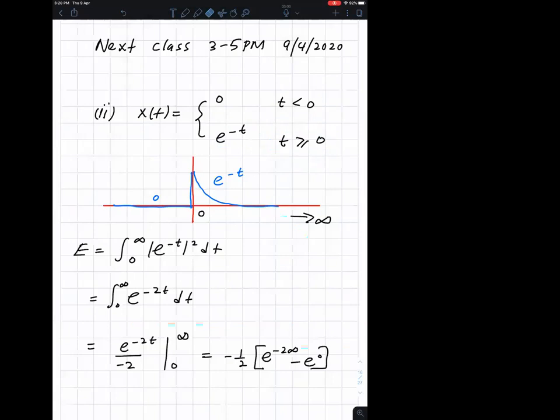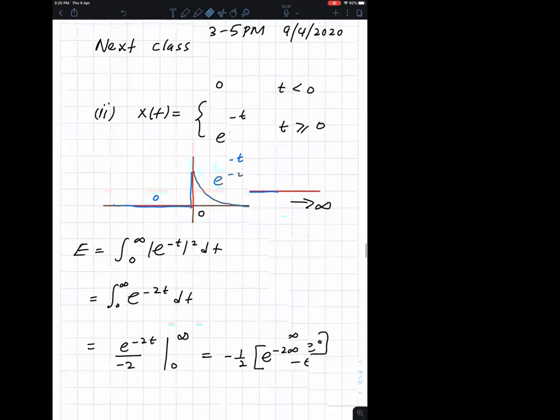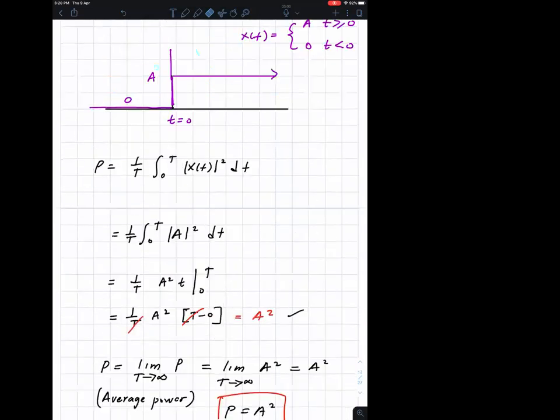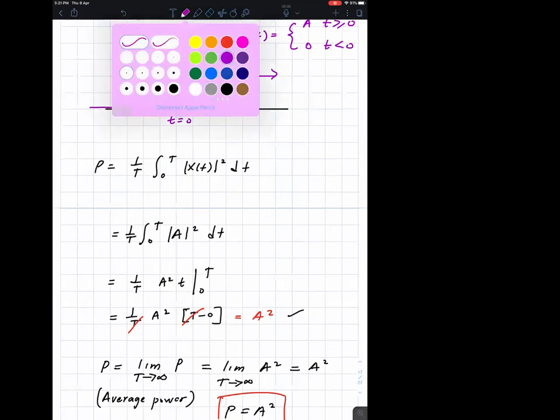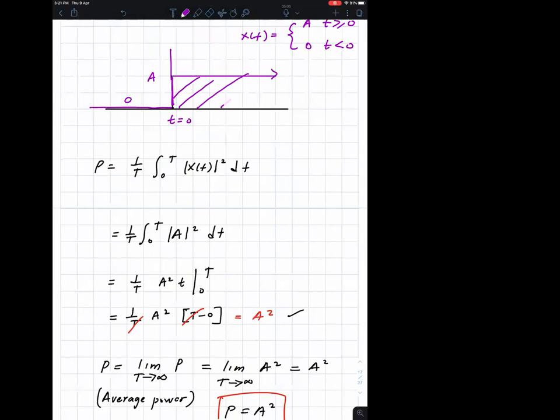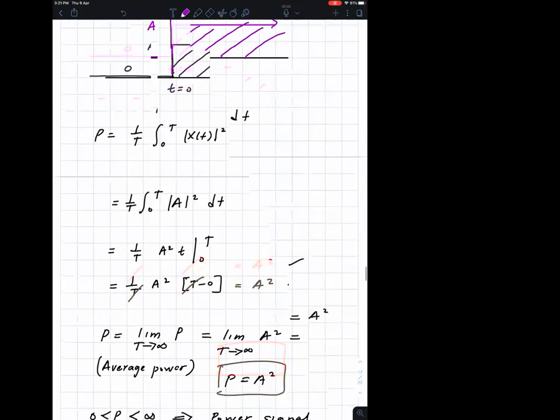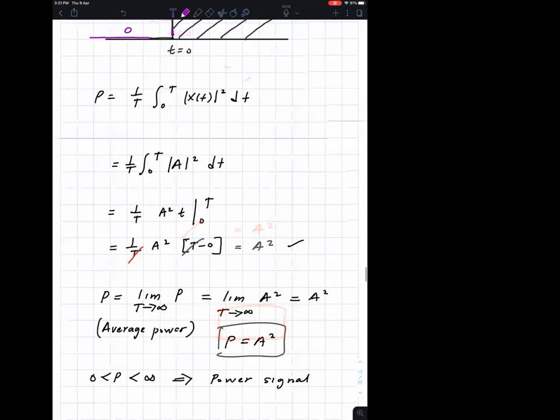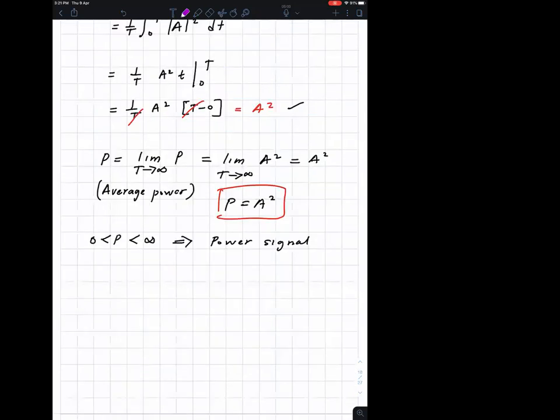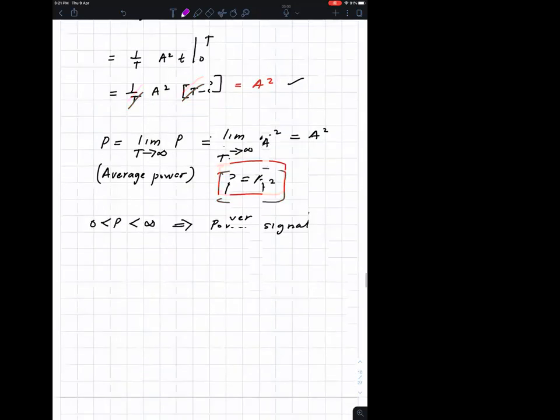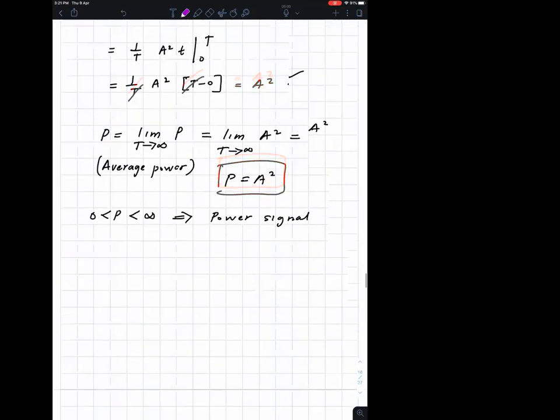So I'm applying this formula here to this signal. The signal is defined. This is the area. We're finding the area under the curve, taking the average of it, and dividing by the period. Okay, any other question? Let's move on to the next one.